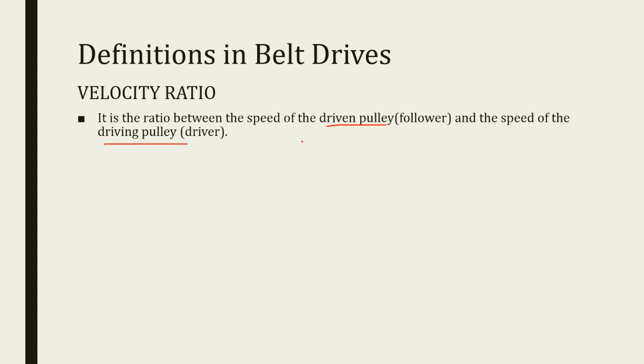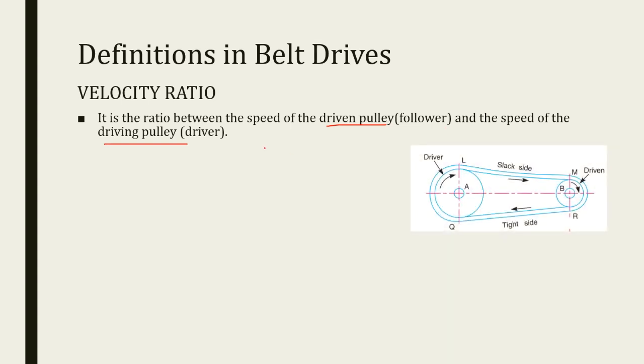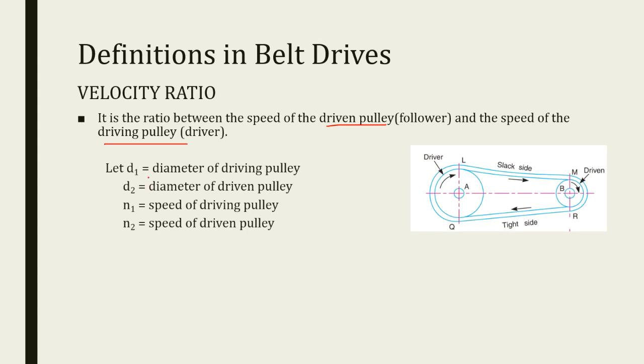When you take the ratio of the speed of the driven pulley and the speed of the driver pulley, you get a particular value, and that value is the ratio between the speeds of the driven and driver pulley. Generally we take D1 as the diameter of the driver pulley here.